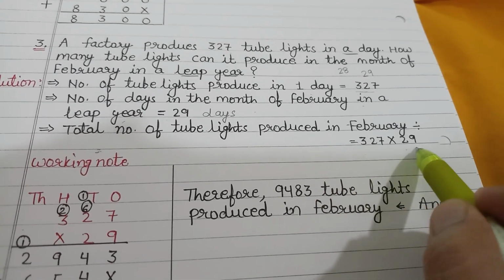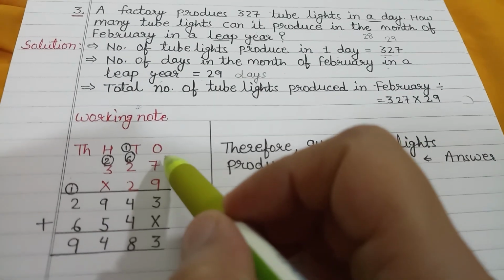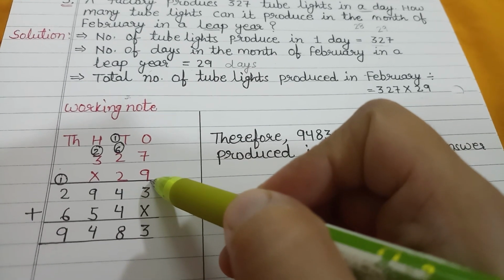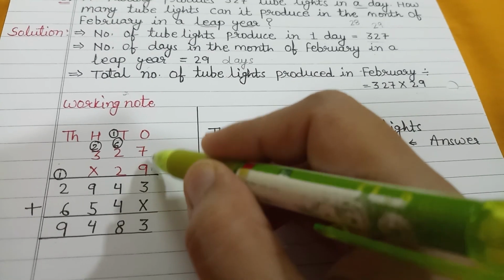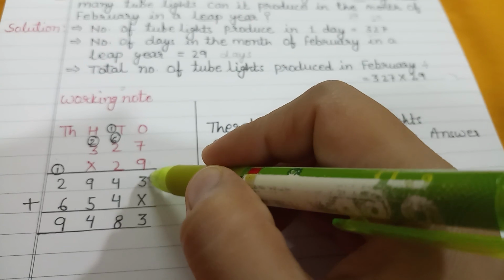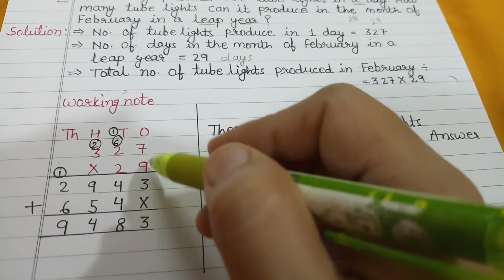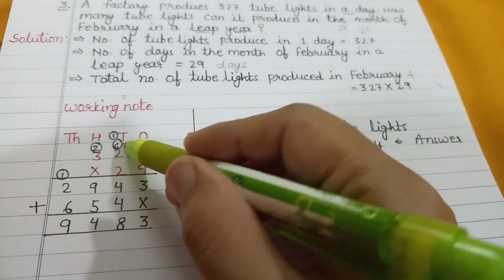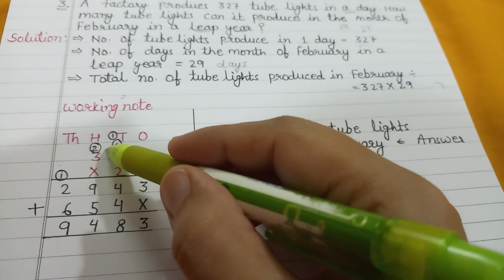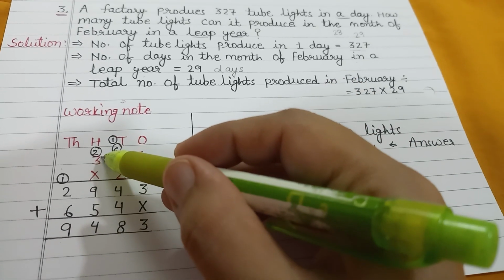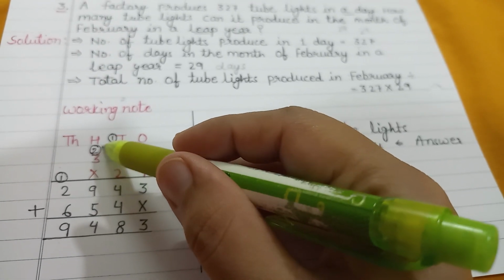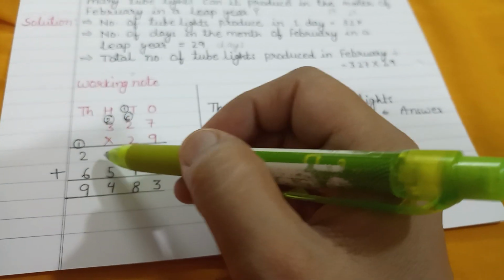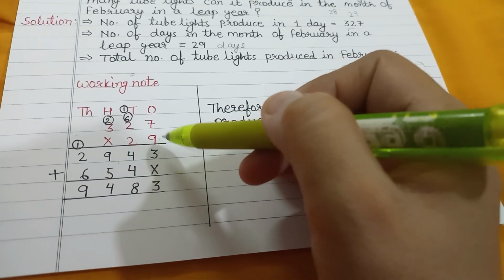327 multiplied by 29. First we will write all the places in short form, then arrange the numbers, then start with the ones. 9 7s are 63. So 3 here and 6 carry over. 9 2s are 18. 18 plus 6 is 24. 4 here and 2 carry over. Now 9 3s are 27. 27 plus 2 is 29. So we don't have any digit in the thousands place, so we will write 29 here.